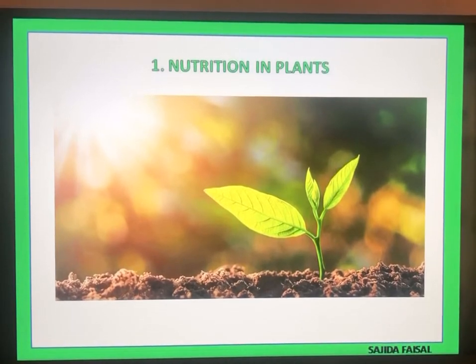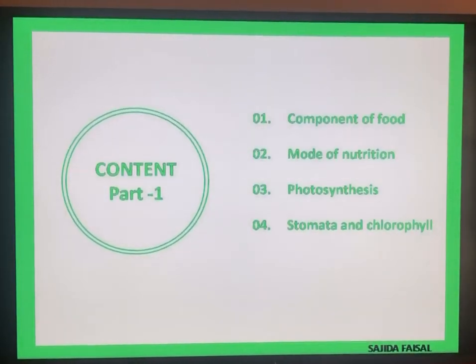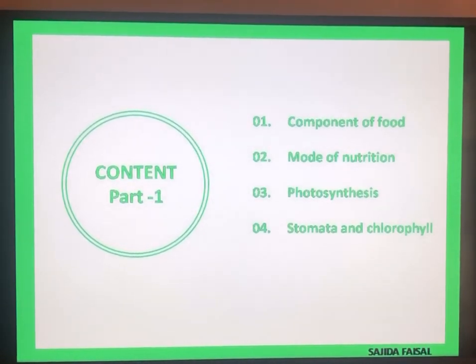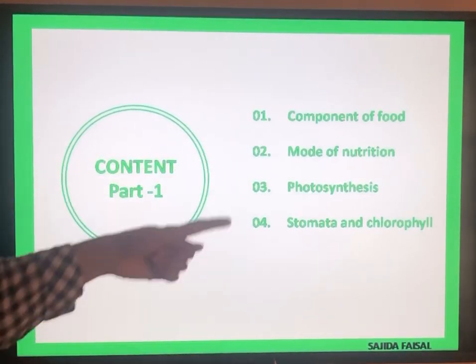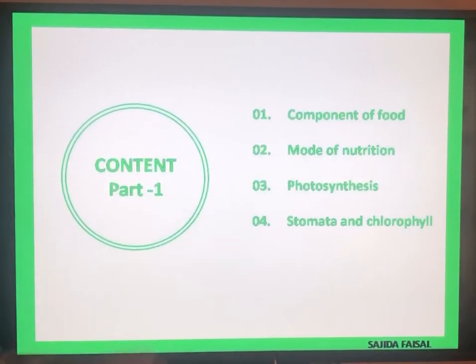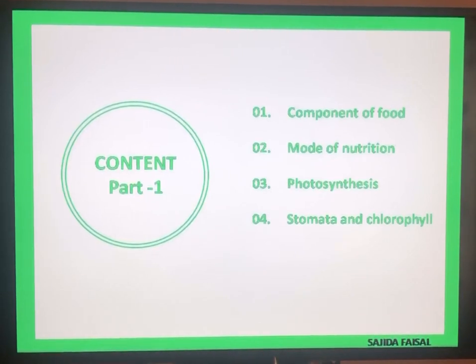First chapter is nutrition in plants. In this part, there are four parts. First one, component of food. Second one, modes of nutrition. Third, photosynthesis, stomata, and chlorophyll. Let us start.